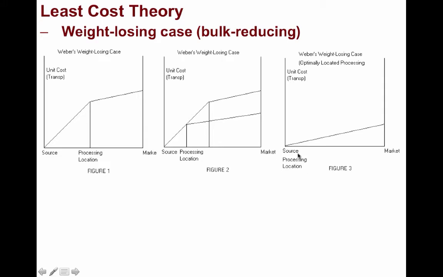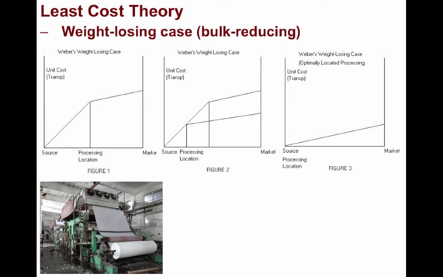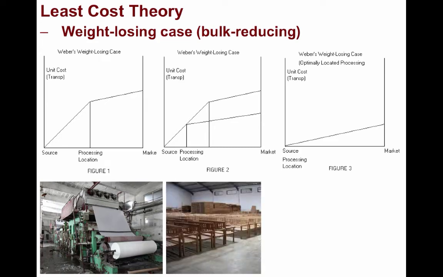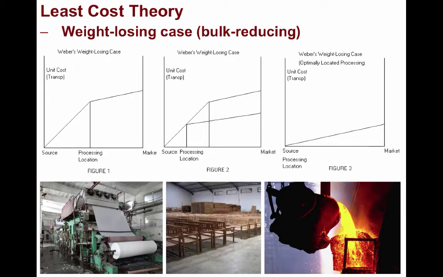Now, this makes sense if you are making, let's say, paper, or you're talking about wooden furniture, like I just said, or even if you're talking about smelting or making of steel, because you would start with a great deal of ore and a lot of impurities, and you need to burn them off. So these kinds of activities are located close to the source where the raw materials come from.